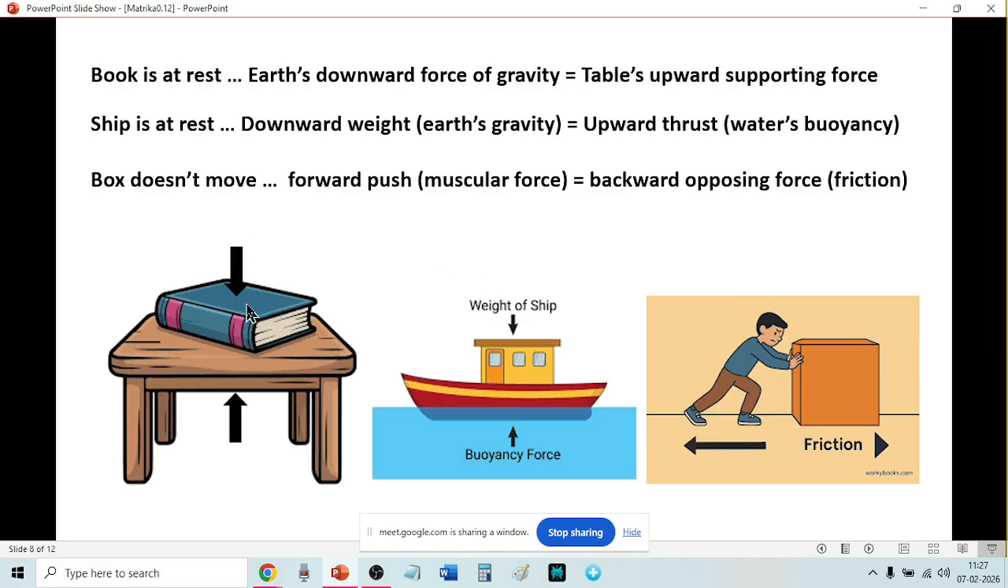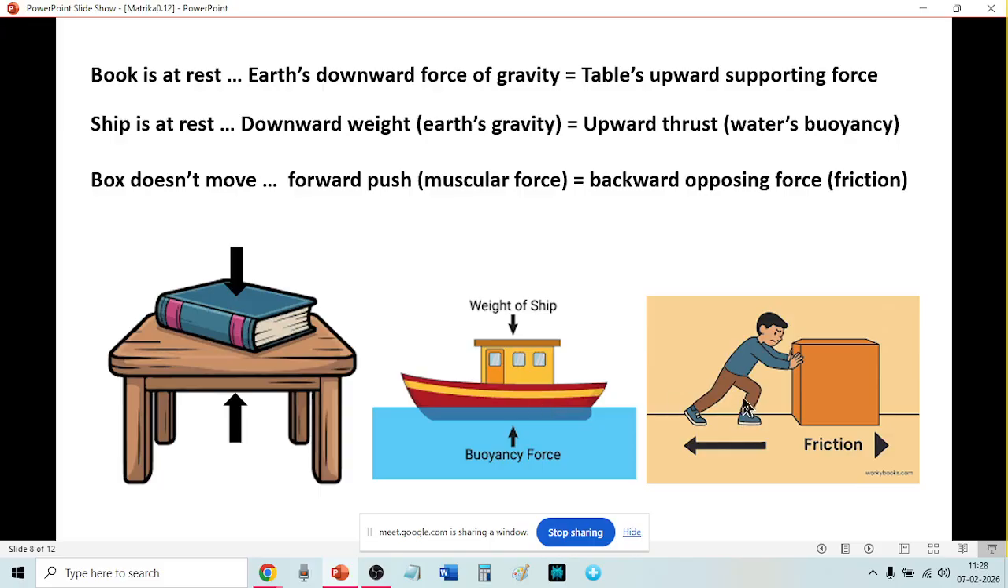So here the book is not moving. Why? The gravity, the weight of the book down, and the supporting force of the table up. Equal and opposite, balanced forces, total effect zero. Here, second case, weight of the ship downwards, gravity downwards. Weight means gravity, and the buoyancy of the water upwards. Equal and opposite, balanced forces, the ship does not go up or down.